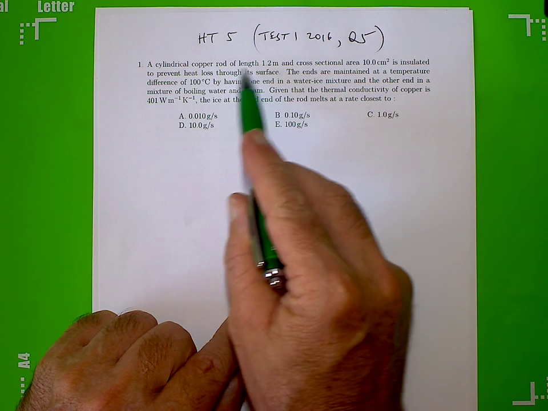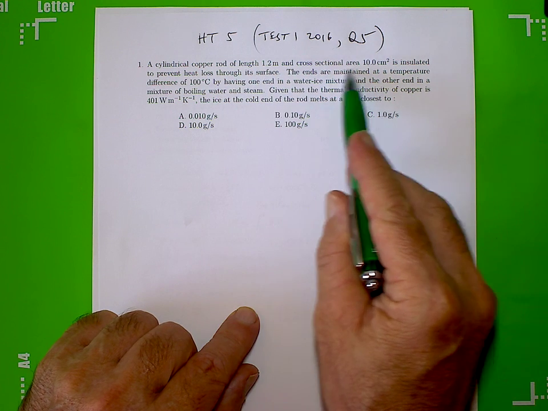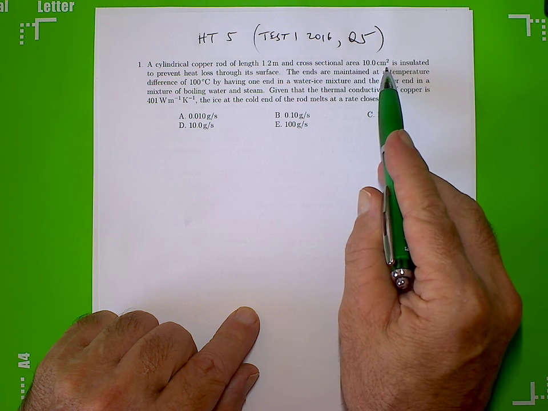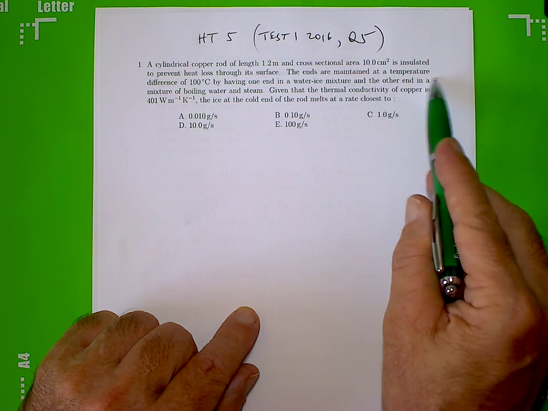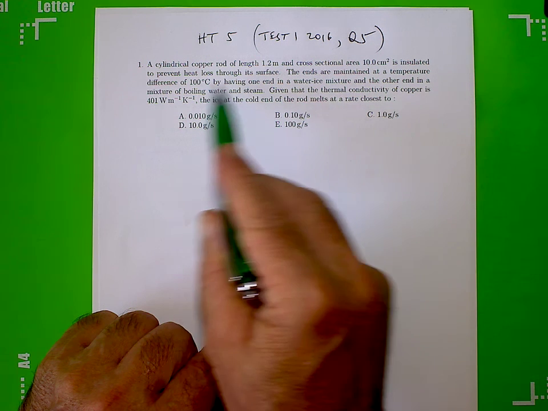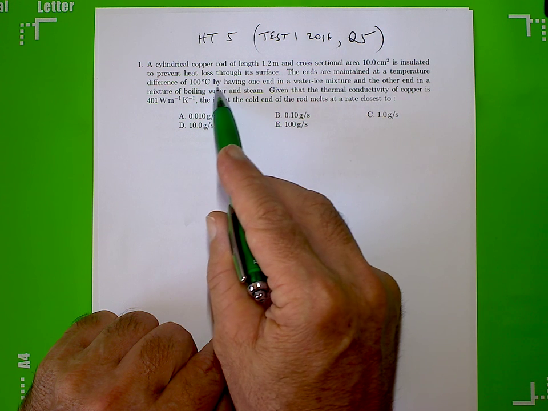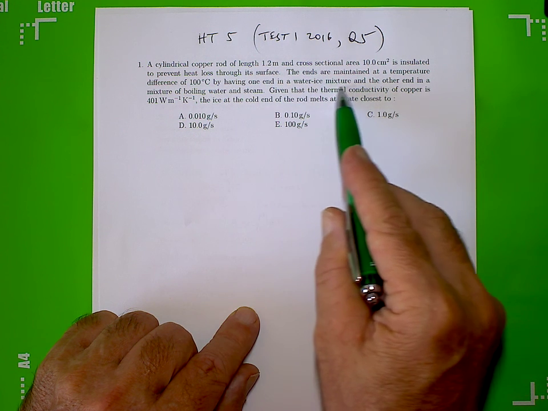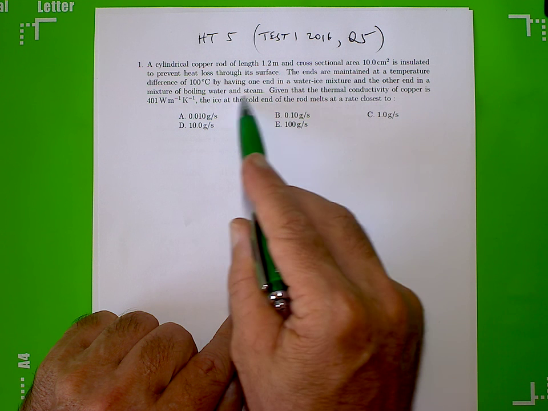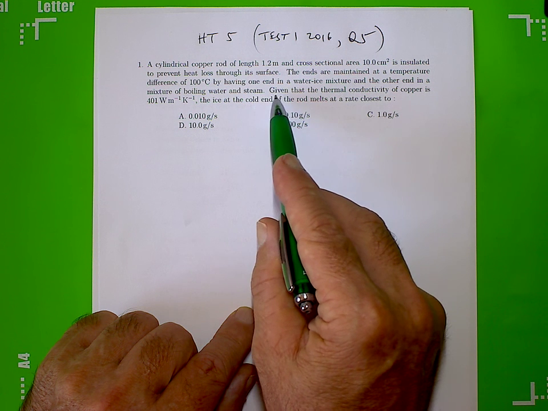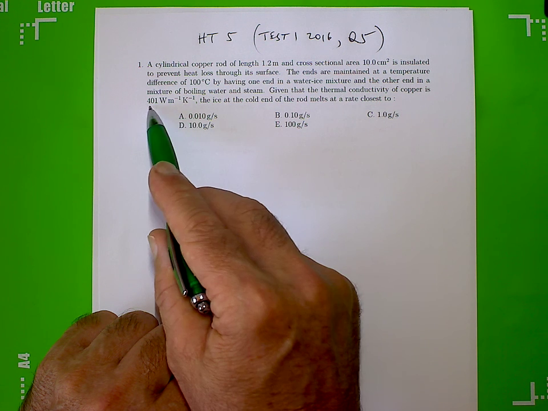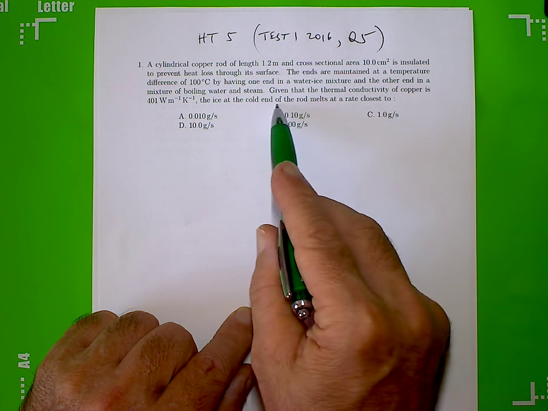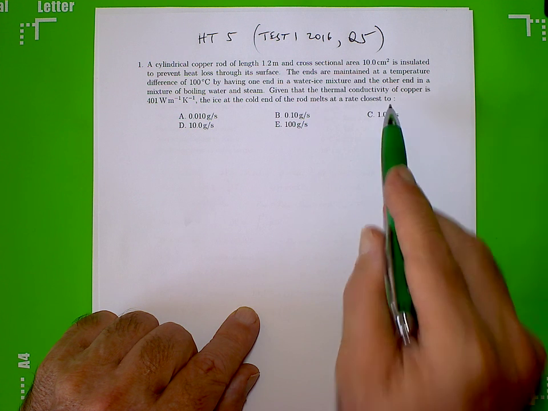A cylindrical copper rod of length 1.2 meters and cross-sectional area 10 square centimeters is insulated to prevent heat loss through its surface. The ends are maintained at a temperature difference of 100 degrees Celsius by having one end in a water-ice mixture and the other end in a mixture of boiling water and steam. Given the thermal conductivity of copper, the ice at the cold end of the rod melts at a rate closest to.